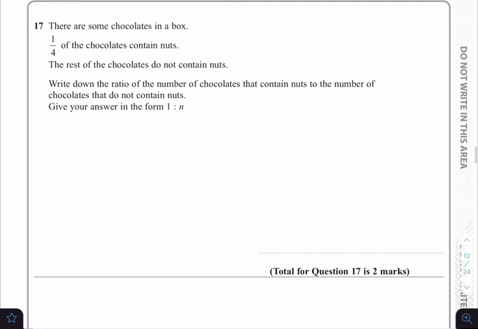Question 17, there are some chocolates in a box. A quarter of the chocolates contain nuts, the rest do not contain nuts. Write down the ratio of the number of chocolates that contain nuts to the number of chocolates that do not contain nuts. So we know that the ratio is going to be, if we were writing it in fractions, 1 over 4 to 3 over 4. It says to give the answer in the form of 1 to n, n being whatever we figure out that the ratio is that do not contain nuts.